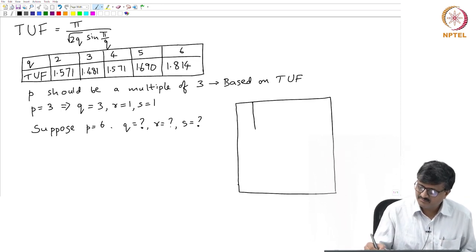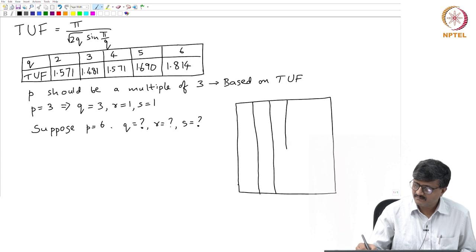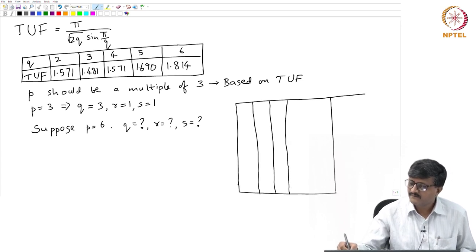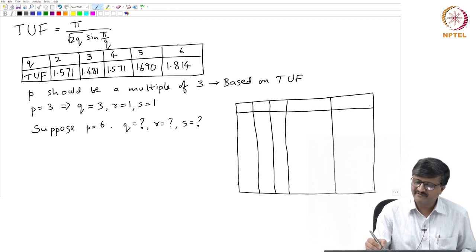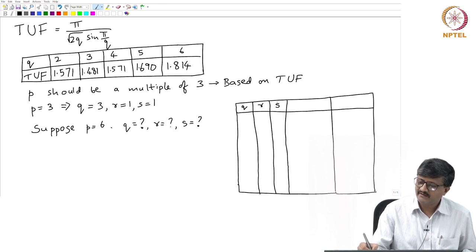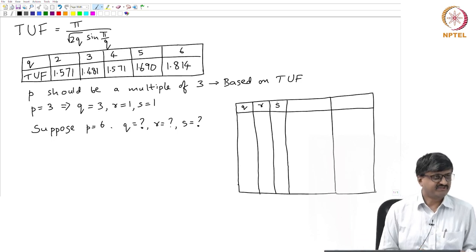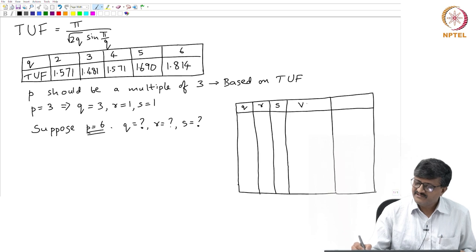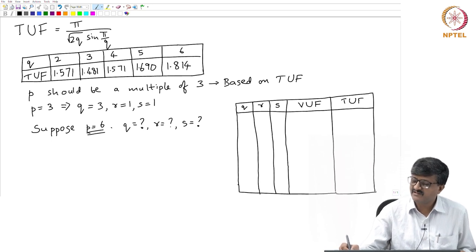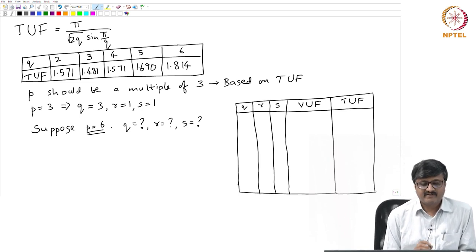So I will try to consider different values of Q, R, S, such that the product of these three values is equal to 6. So my intention is to get P equal to 6. Let us see, for the different choices of Q, R, S which will give P equal to 6, the values of value utilization factor as well as transformer utilization factor. So how many possible choices are there for Q, R and S for this given value of P, which is 6.